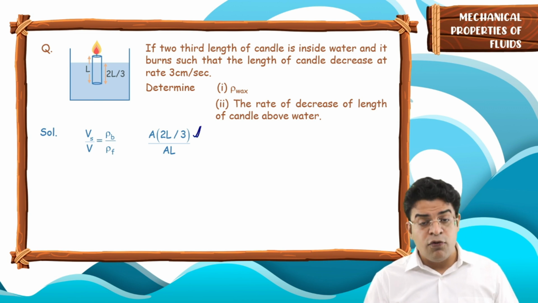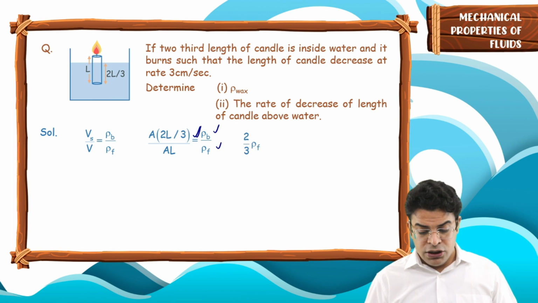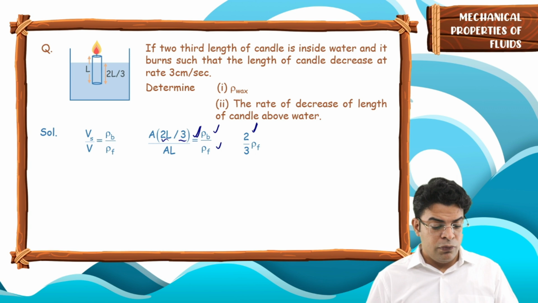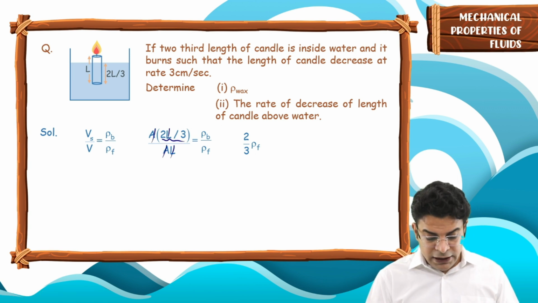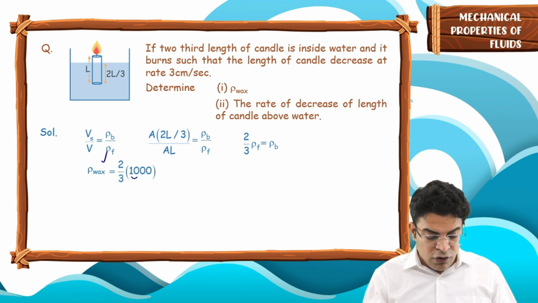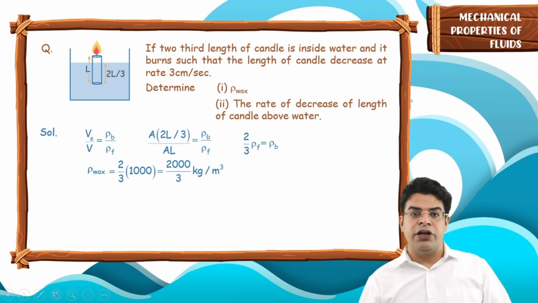So the fractional volume submerged equals the density of wax upon the density of fluid. You will get 2 by 3 on the left hand side, A cancels with A, L with L. So 2 by 3 times the density of fluid equals the density of the body. The density of wax is nothing but 2/3 the density of water, which is 1000. So you get the density of wax to be about 667 kg per meter cube.